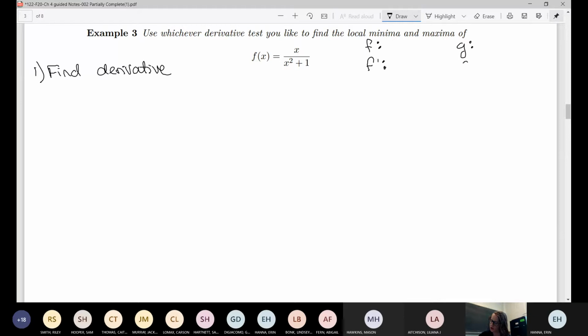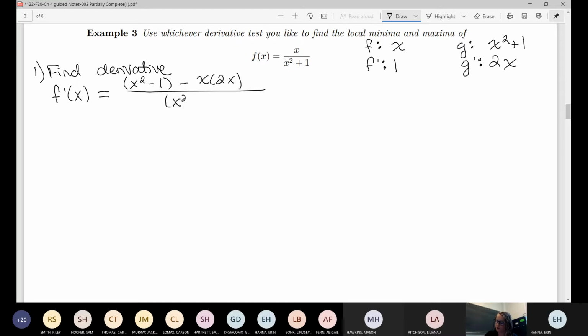So if I do my little chart over here to try to save space on the rest of the problem, we'll have that f is x and g is x squared plus 1. f prime is 1, g prime is 2x. And of course we'll need g squared, but just to save the tiny little space, I won't write it in the little chart, and I'll just put it in the derivative. So if we put that together, we have f prime times g, so 1 times x squared, minus f times g prime, all over g squared.